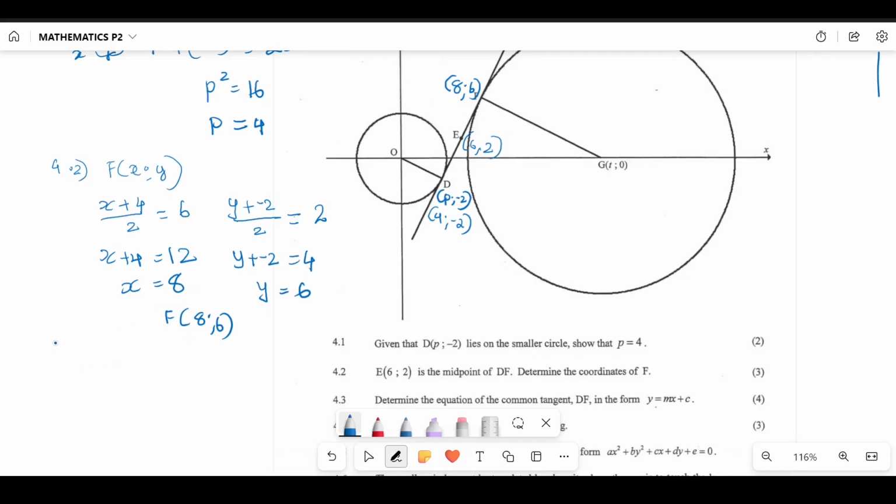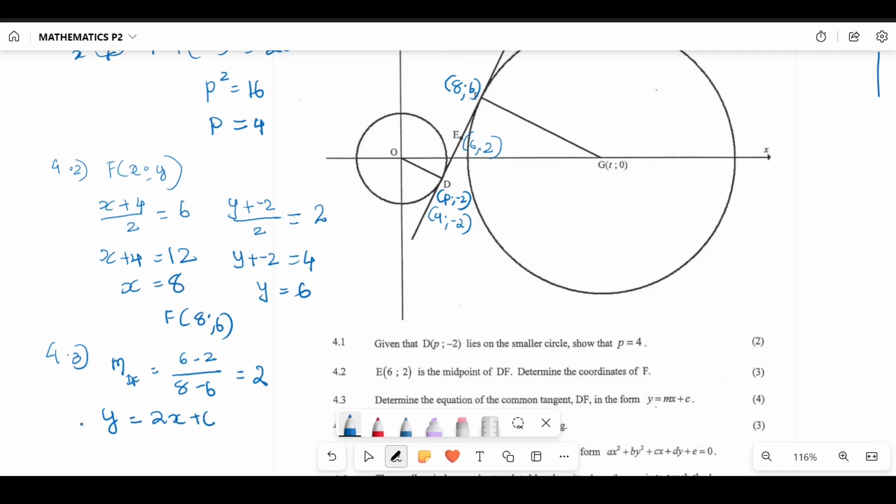For 4.3, the equation is y equals mx plus c, so let's start by finding the gradient of DF. We can use any two points. Let us use the points D and F. So it will be y2 minus y1 divided by x2 minus x1. So it's 4 divided by 2, that is 2. Therefore the equation of DF is y equals 2x plus c.